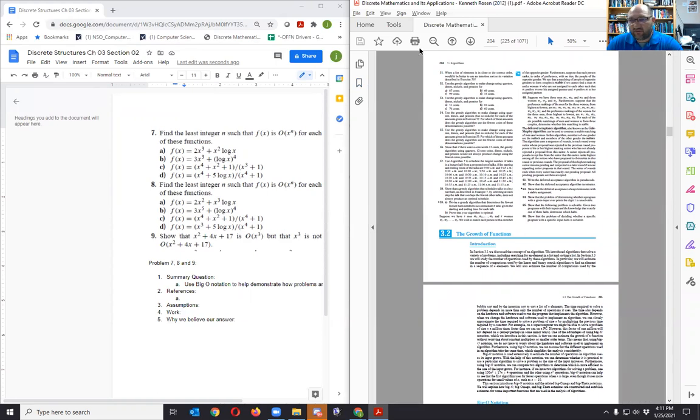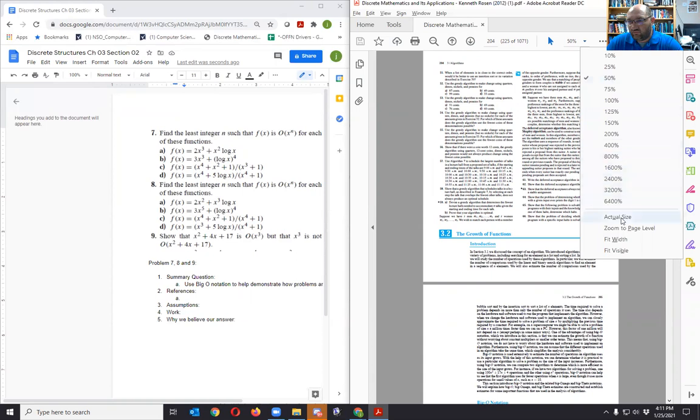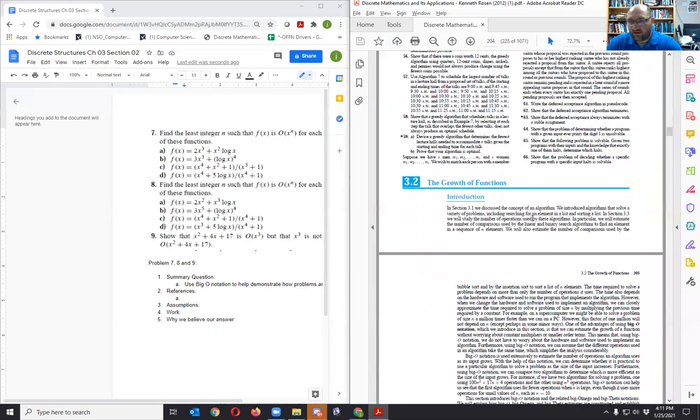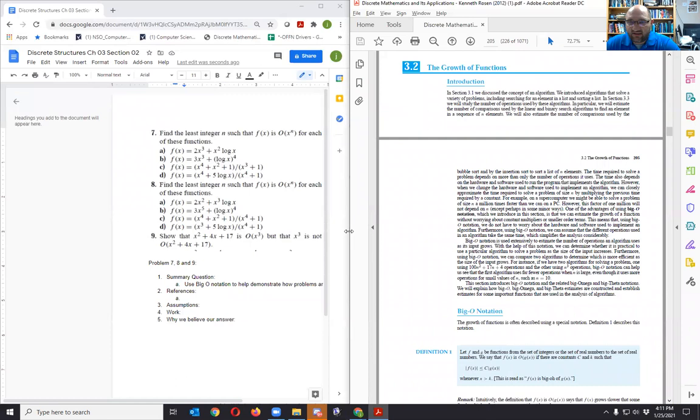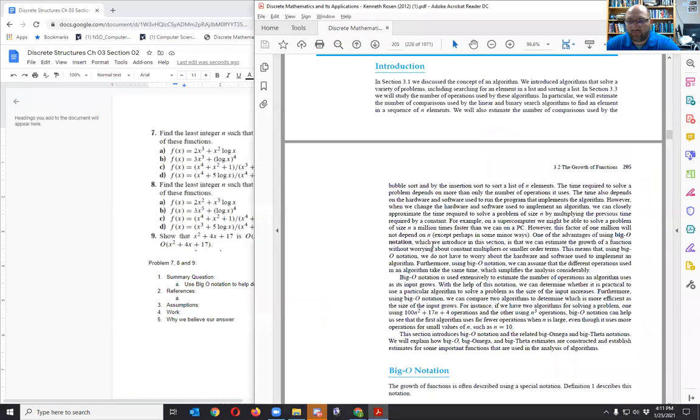So this is about the growth of functions. Do they have fit width scrolling? Yeah. And so here we can see, we'll grow this a little bit.